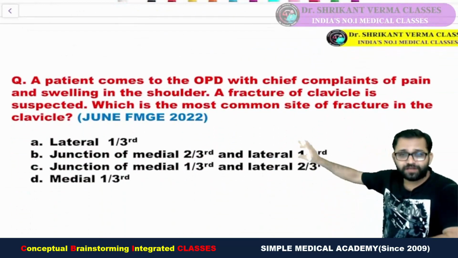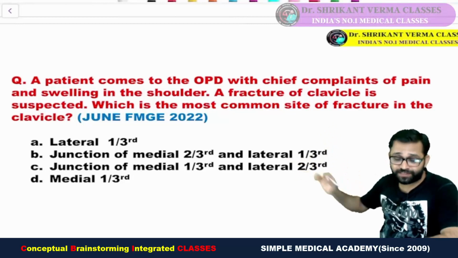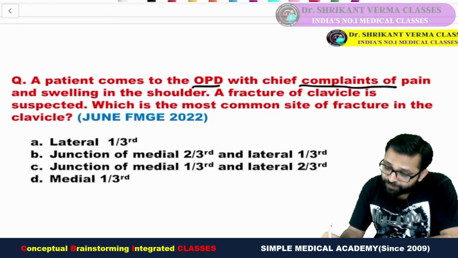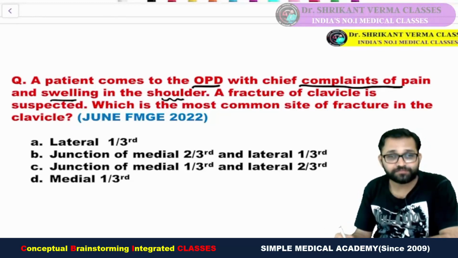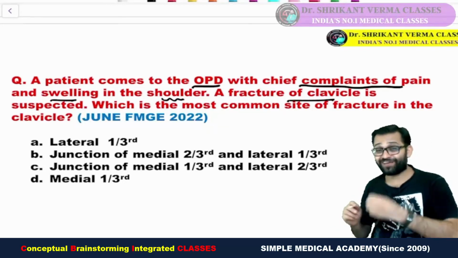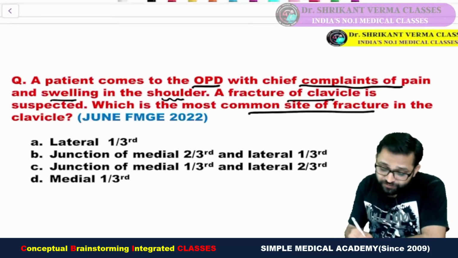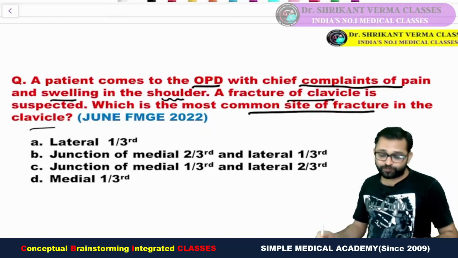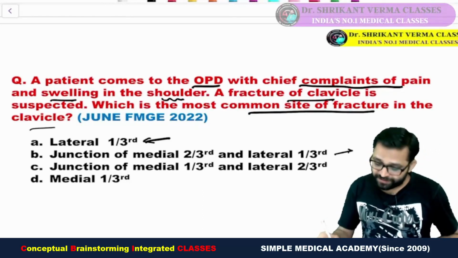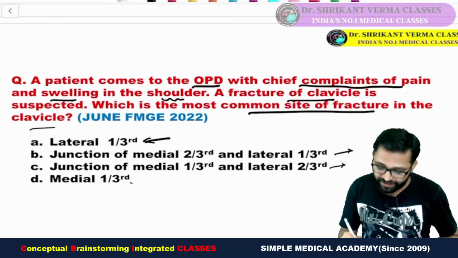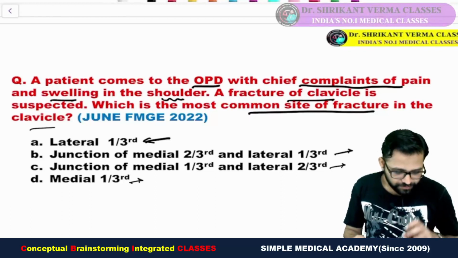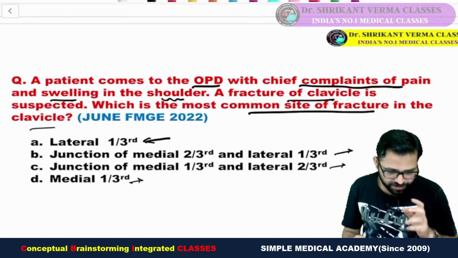One more question, an anatomy question you can say, an orthopedics question you can say. Yes, clinical scene: the patient comes to the OPD with chief complaint of pain and swelling on the shoulder. Yes, a fracture of the clavicle was suspected. Yes, I told you clavicle is the beauty bone, which is the most common site of fracture. So the options were lateral 1/3, junction of the medial 2/3 and lateral 1/3, junction of the medial 1/3 and lateral 2/3, and medial 1/3. So can you tell me the answer? Preeti Rani is saying B or C. Christina is saying B.